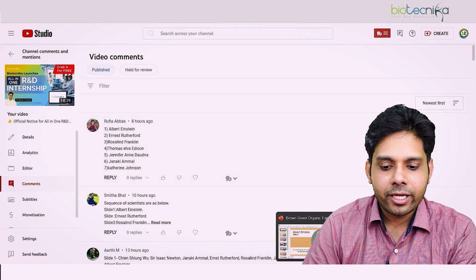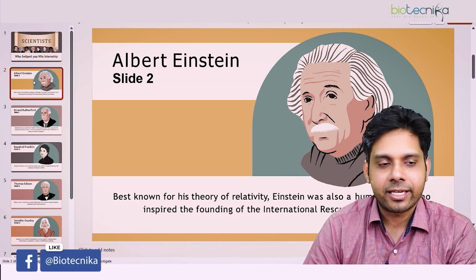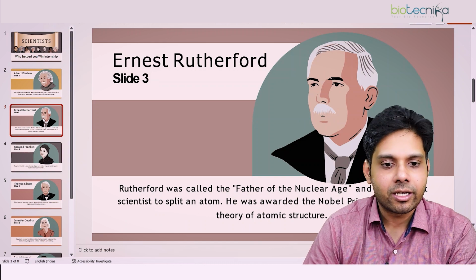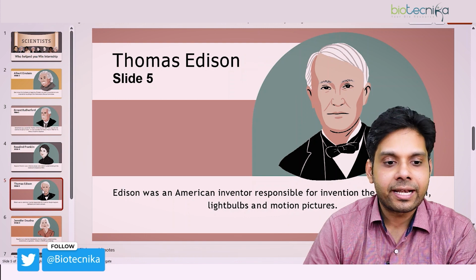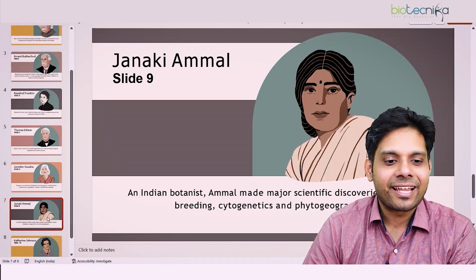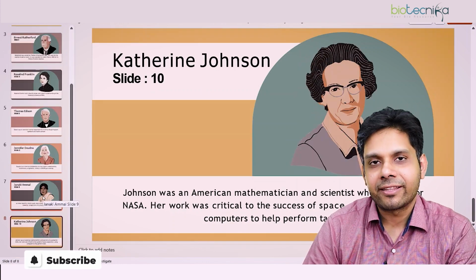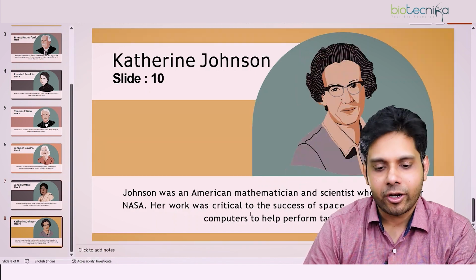Now, I also created this slide to show you what exactly the correct answers were. Slide number two was Albert Einstein. Slide number three was Ernest Rutherford. Rosalind Franklin was slide number four. Slide number five was Thomas Edison. Jennifer Doudna on slide number eight. Slide number nine was our very own Janaki Amal. And slide number 10 was Katherine Johnson. So these were the answers of our contest.